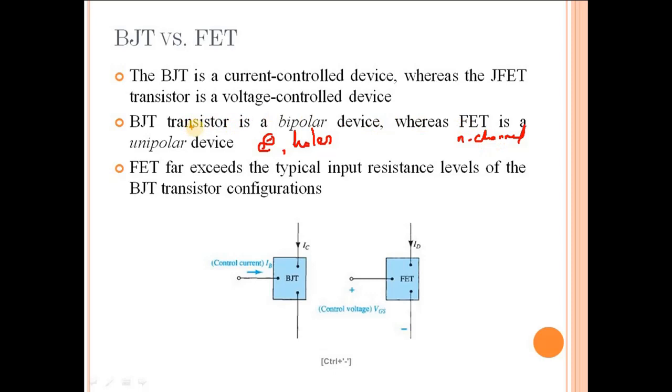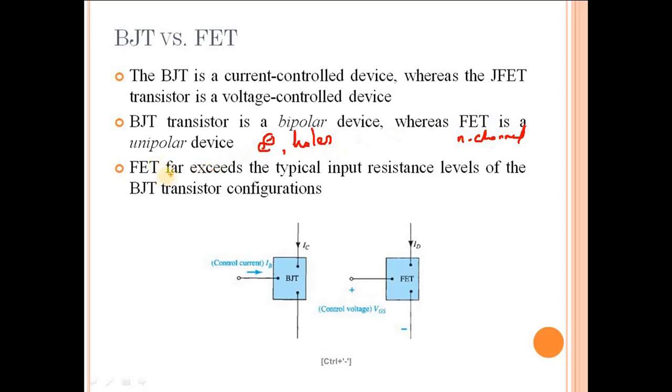Whereas in a BJT, irrespective of whether it is NPN or PNP, electrons and holes both participate during the operation. But in the case of FET, depending upon either N channel or P channel JFET, only one of the charge carriers participates in the operation. So that's why we say that BJT is a bipolar device, whereas FET is a unipolar device. In one, both charge carriers are active during the operation; in the other, only one of the charge carriers is active.